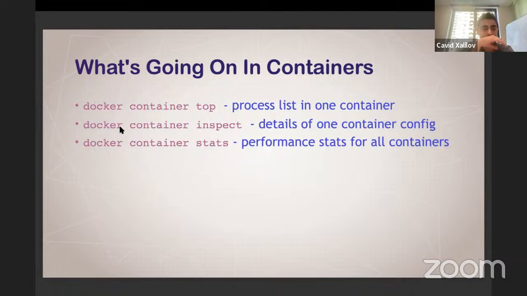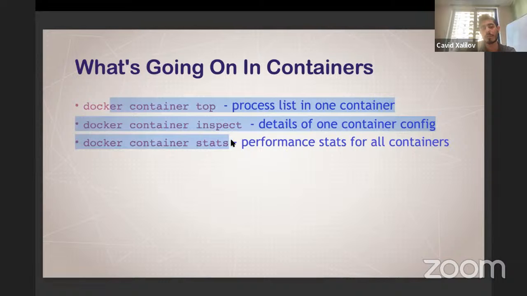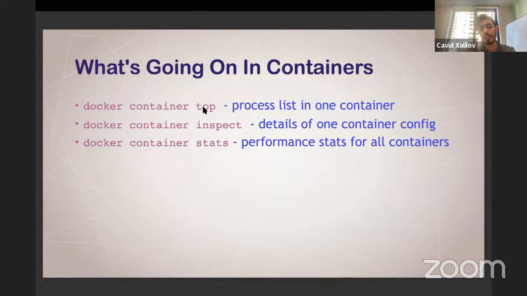So we have three main commands that will help us detect what's going on in containers. We run the container, it's good, but it doesn't tell us what's happening there. To check this, you have three very useful commands: docker container top, docker container inspect, and docker container stats.